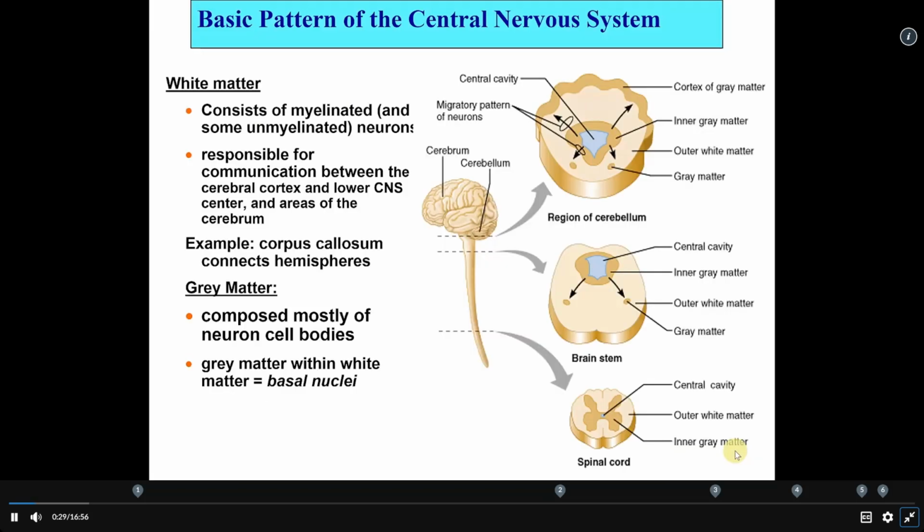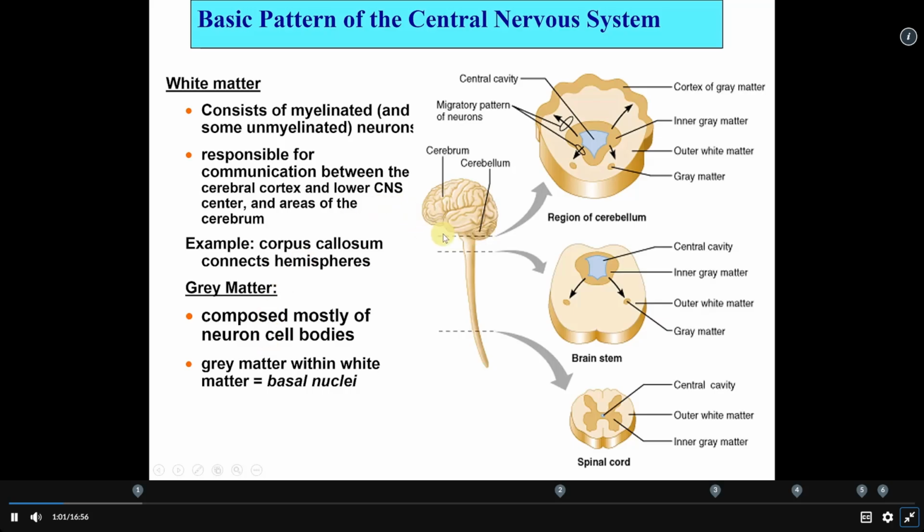If you look at the central nervous system, particularly the brain, you will notice this pattern of gray and white matter. Now remember, we said that white matter consists of mainly myelinated axons, some unmyelinated, but mainly myelinated axons. And it's responsible for communication. So think of the white matter as telephone lines from the cerebral cortex to other parts of the nervous system. Gray matter is mostly neuron cell bodies.